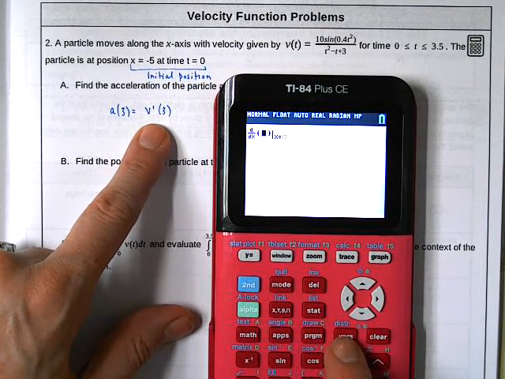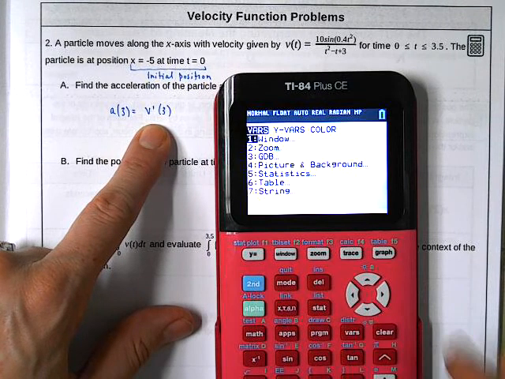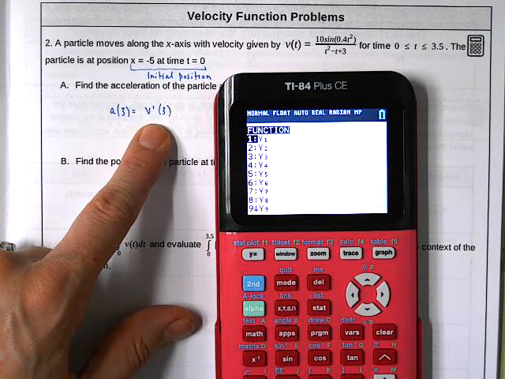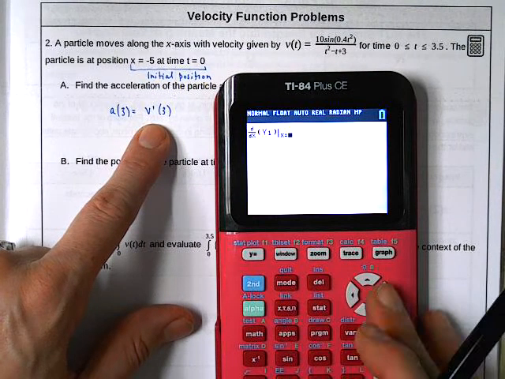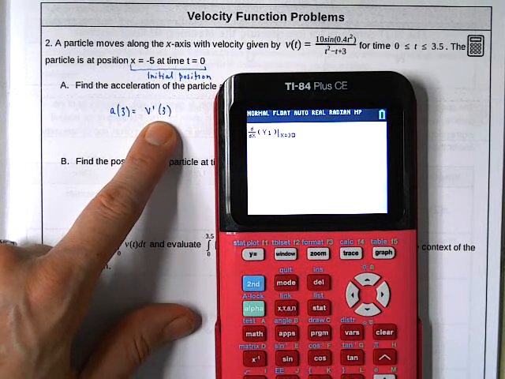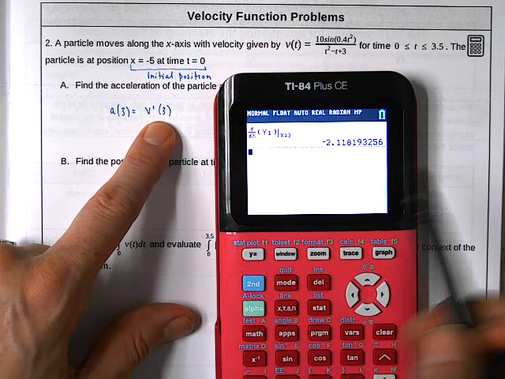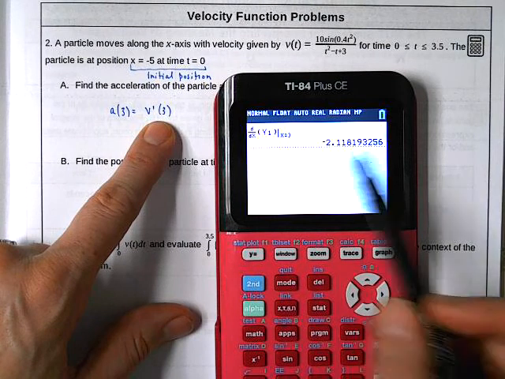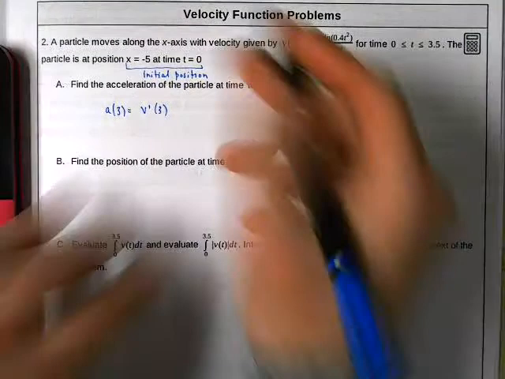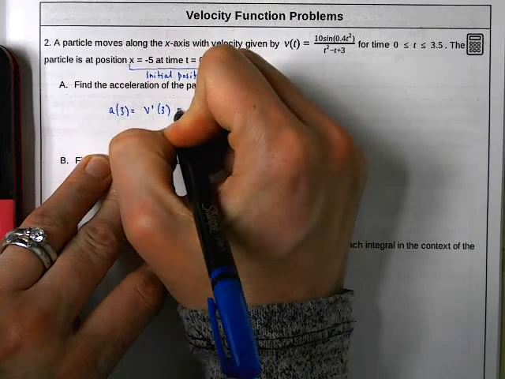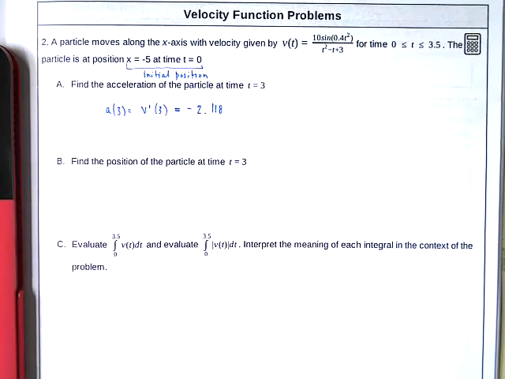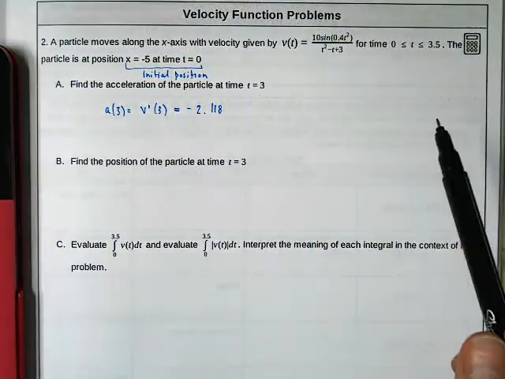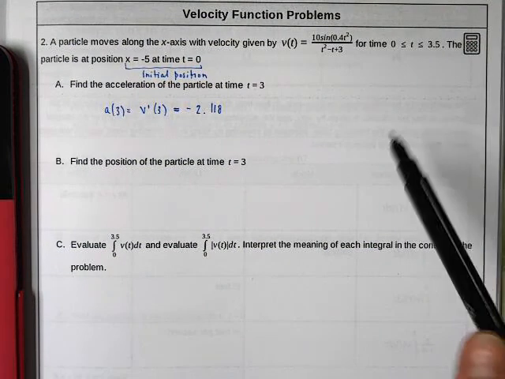Now here I'm going to go to vars, hit that key. I'm going to go over to yvars, hit enter for function, and I'm going to select y1 because that's where I have this stored. So that's going to pop that in there. I don't have to retype my velocity function. Now I want to evaluate this at x equals 3, and so I'm going to hit enter, and I get approximately -2.118.